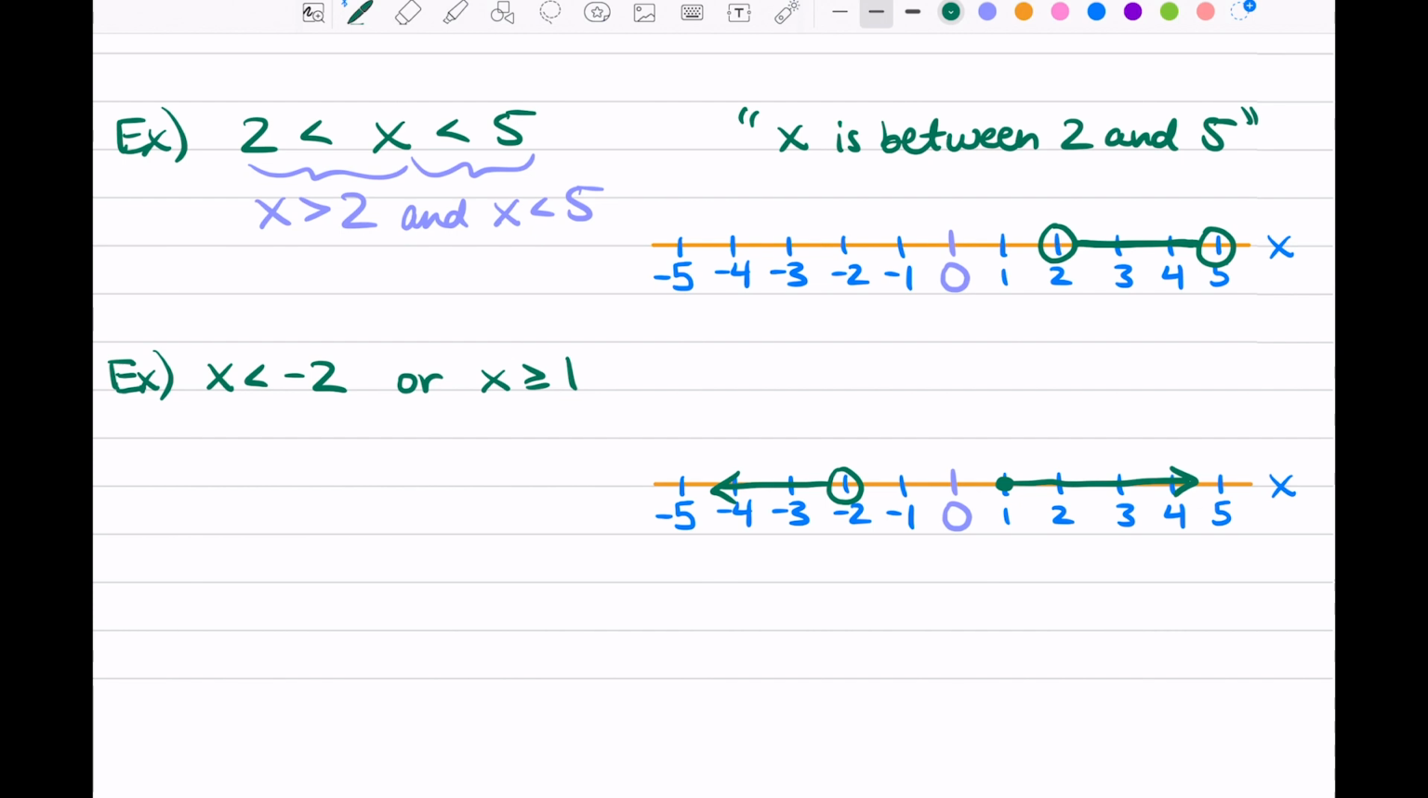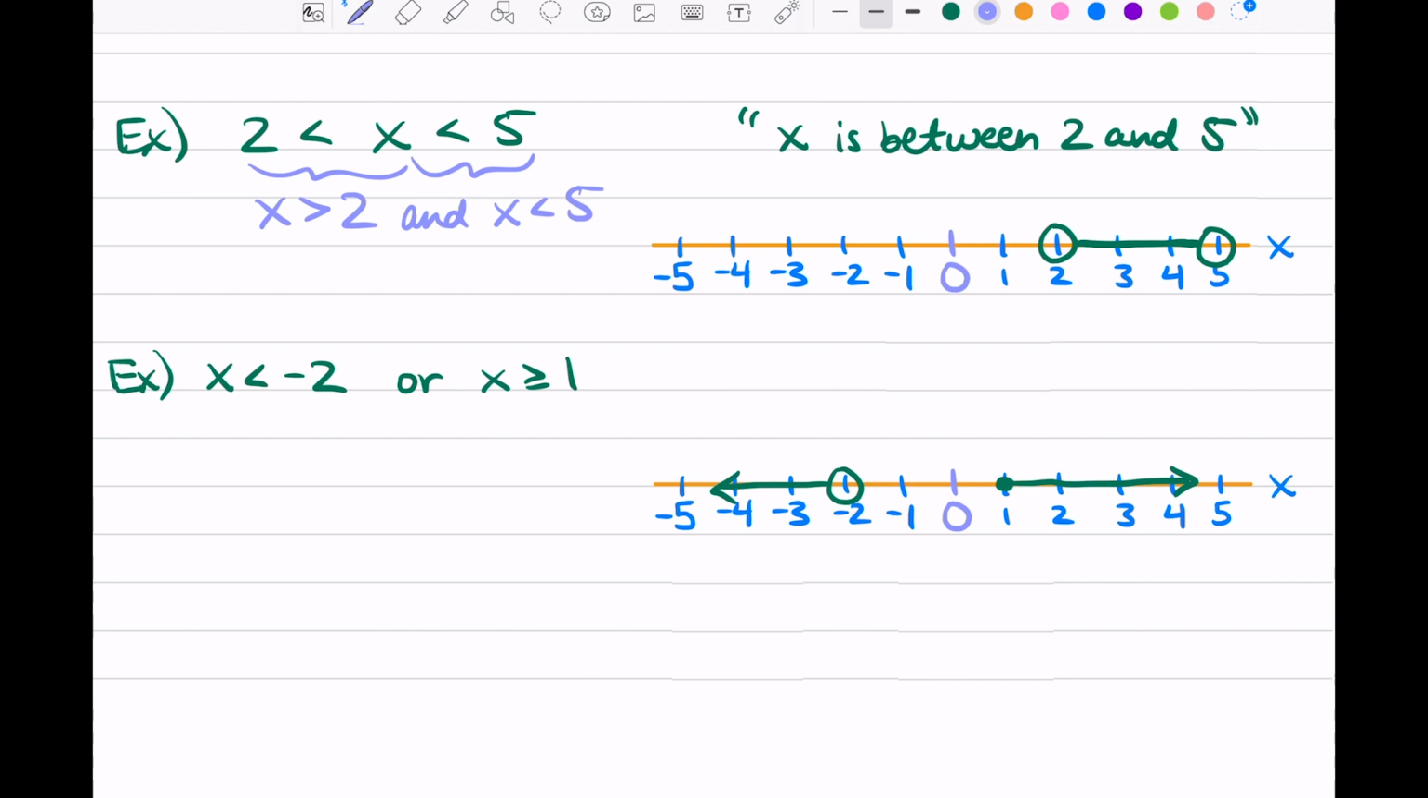or it could be greater than 1. So this is a different kind of combining inequalities. Up here, we could kind of confine x to a small area. It's between 2 and 5. Well, down here, we don't really know where x is. It's less than -2 or greater than or equal to 1. So as a detective, it's kind of hard to find.